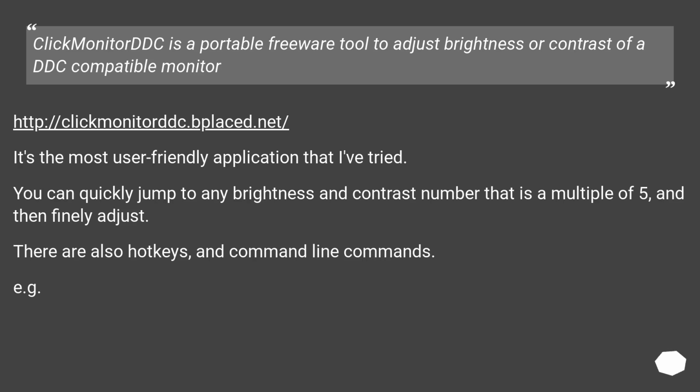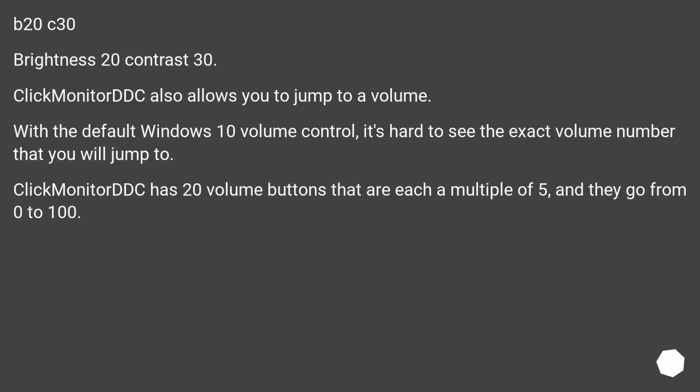There are also hotkeys and command line commands. For example, B20C30. Brightness 20, contrast 30. Click Monitor also allows you to jump to a volume. With the default Windows 10 volume control, it's hard to see the exact volume number that you will jump to. Click Monitor has 20 volume buttons that are each a multiple of 5, and they go from 0 to 100.